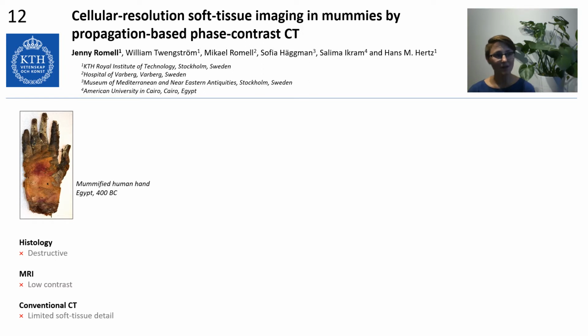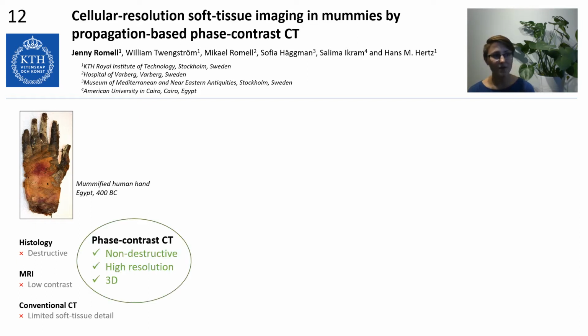My name is Jenny Romell, and I will show you why phase contrast CT is great for imaging mummies. Mummies and other human remains can tell us about ancient societies and religion, but also give insights into what diseases were common in ancient times. Imaging methods such as histological analysis, MRI, and of course absorption-based CT can be used to examine mummies. But when it comes to imaging soft tissues, they all have their flaws.